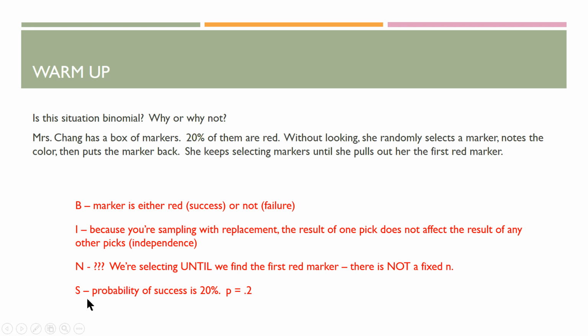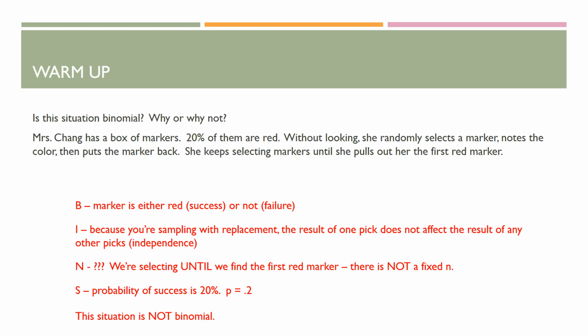My S, same probability condition: the probability of success is 20% because 20% of the markers are red. And again, we're resetting the box every time. So S is good. The N is the problem. Because we don't have a fixed N, this situation is not binomial. And in fact, this is exactly what we call a geometric situation. And you're going to see in just a second.